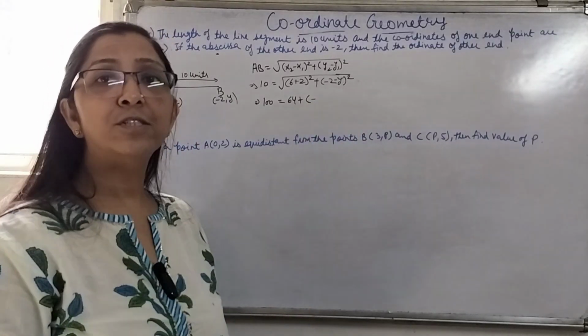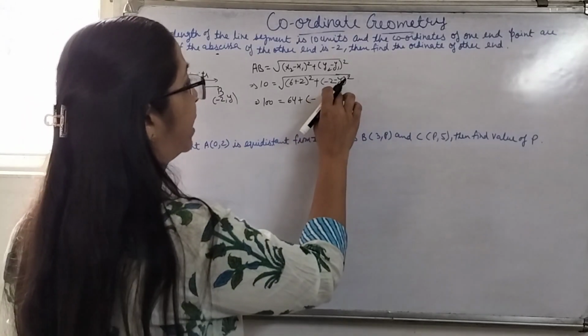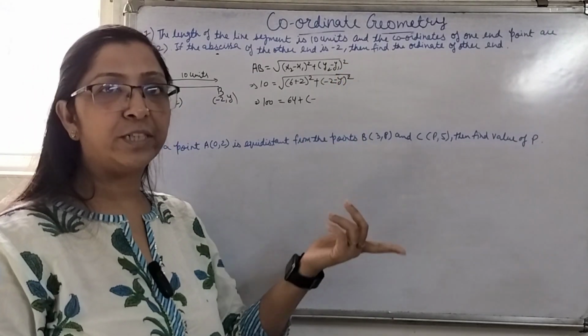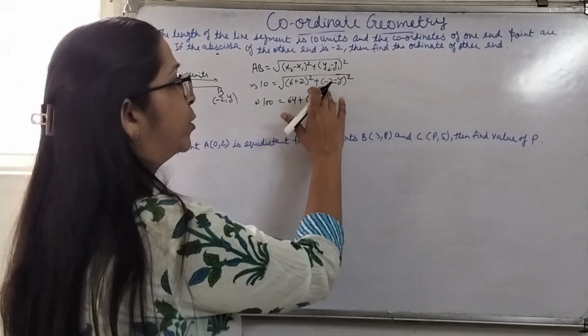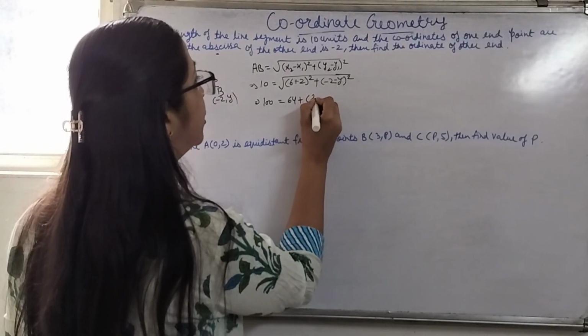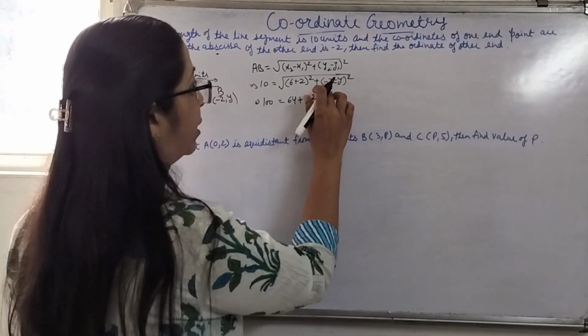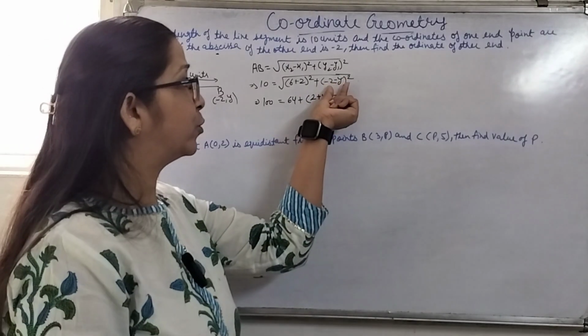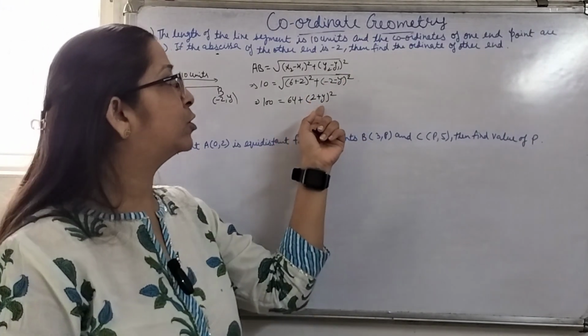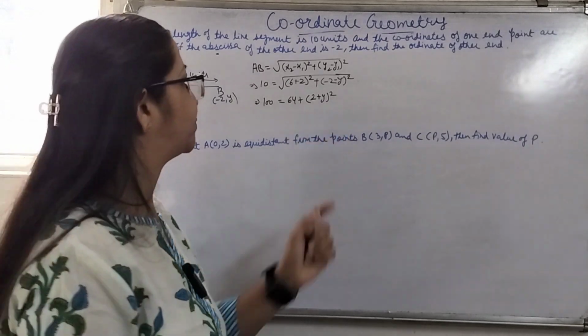That could even be written as (2 plus y) whole square, because if I take the minus sign common and do the square of that, it will be positive only. So you can take it as minus 2 minus y also, but it could even be written as (2 plus y) whole square, because minus could be taken common over here and the square of minus will be positive only.